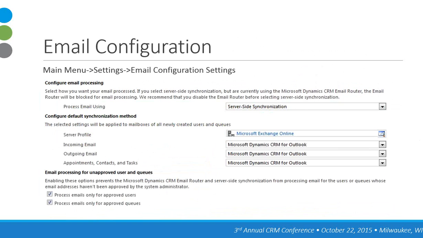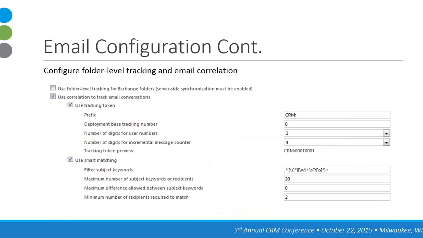You do also have the ability now in the newest update to CRM, Update 1, to configure folder level tracking. This must be used with server-side synchronization though. What this new feature lets you do is actually select a folder in your mailbox and relate that to a record in CRM, and any emails you put in that folder will automatically track or be set regarding that record that you choose.